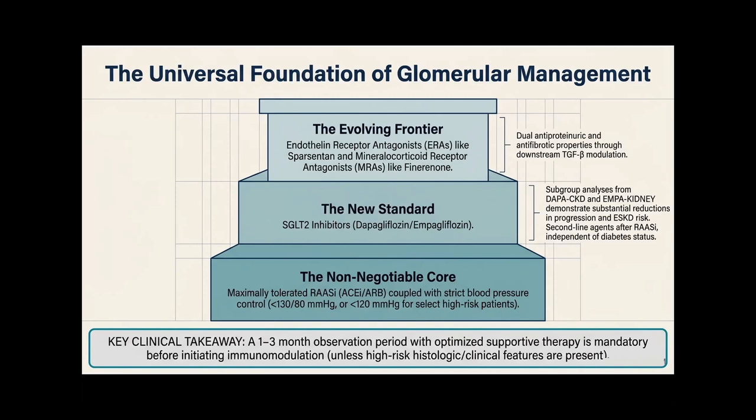Now, what is the third level? Endothelin receptor antagonists like sparsentan, and mineralocorticoid receptor antagonists like finerenone, or the newer drugs. So, there are 3 levels. Everybody should get BP control and maximum RAS inhibition. The second level is SGLT2 inhibition. The third level is to add an endothelin receptor antagonist, sparsentan, or an MR antagonist like finerenone. These are the 3 levels.